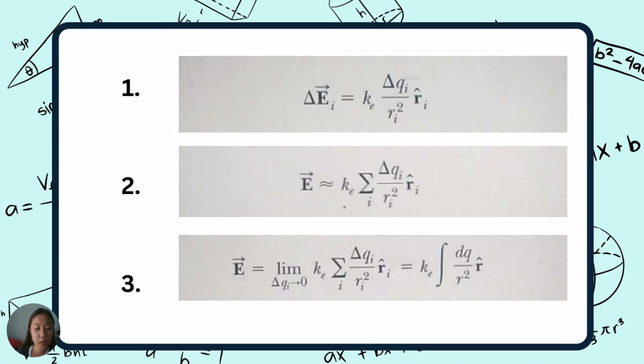So, the electric field at P in figure 19.13 due to one element of charge Δq is given by the following, where the index i refers to the ith element in the distribution, r is the distance from the element to the point P, and r-hat is the unit vector directed from the element toward P. The total electric field E at P due to all elements in the charge distribution is approximately the sum of these contributions.